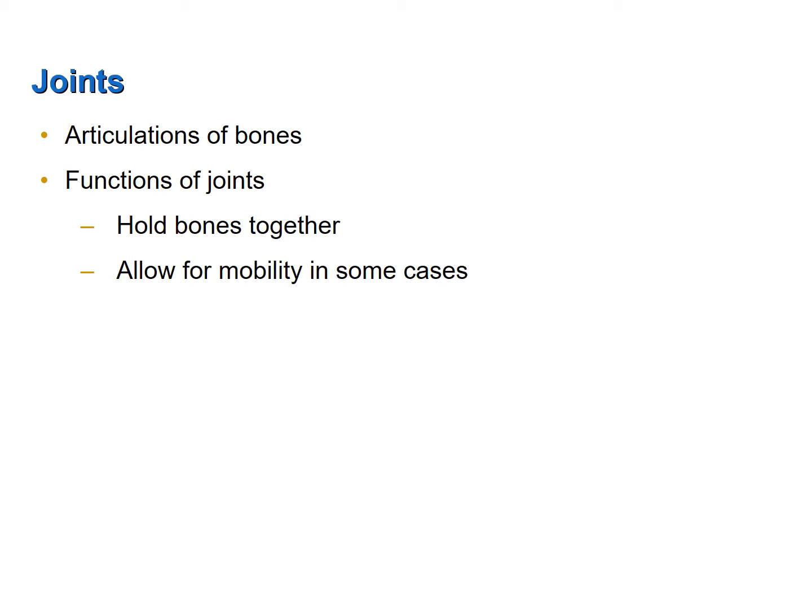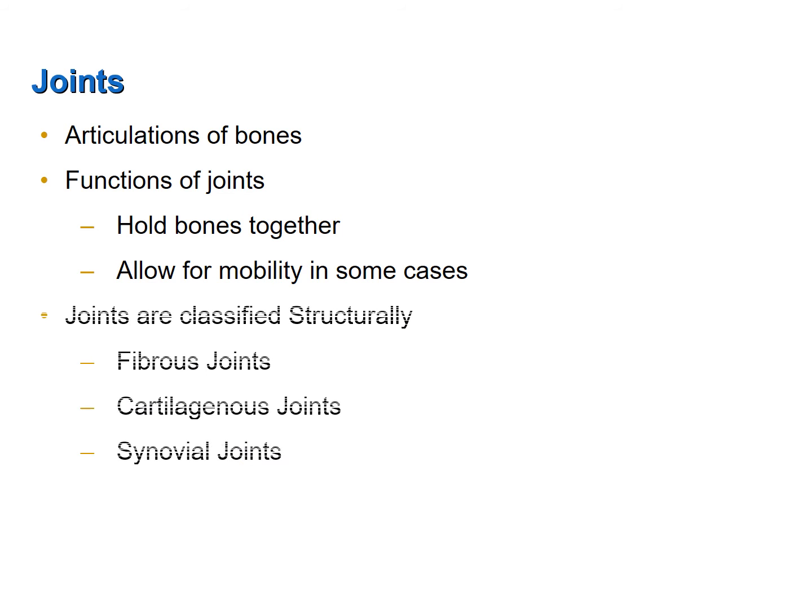As I mentioned, joints hold bones together, and they also allow for mobility in some cases. Not all joints are mobile, but most are. We can classify joints structurally and we can classify them functionally. We can classify them structurally by the substance that is found between the bones at the joint.